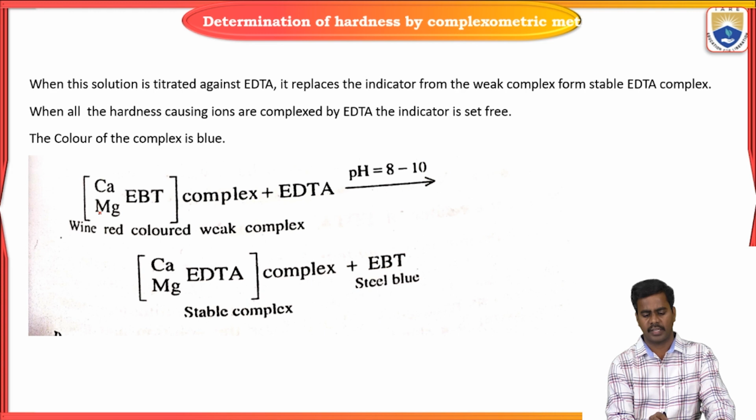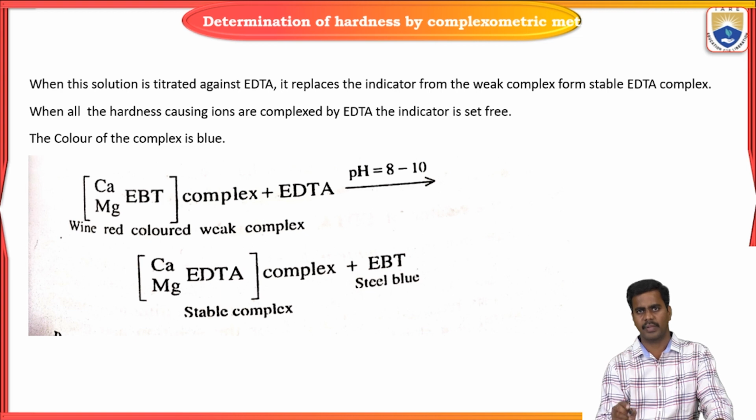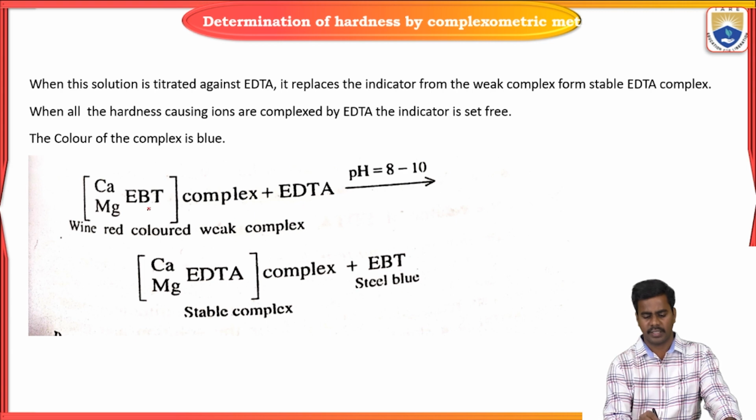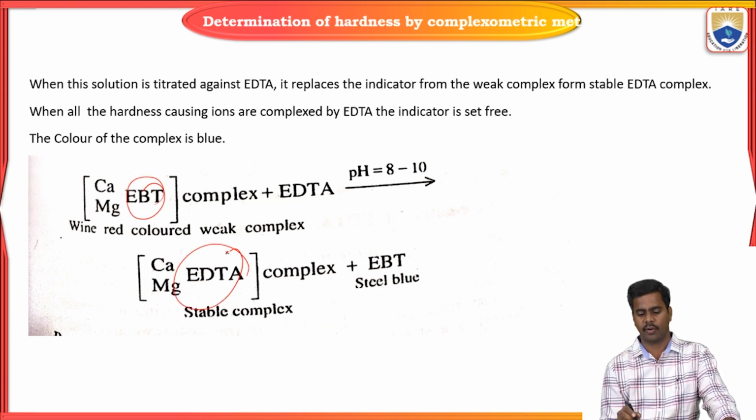To the calcium magnesium EBT complex, which is present in red color, add EDTA at pH range 8 to 10. That is a basic buffer. To maintain the basic pH of 8 to 10, we have to add ammonium hydroxide buffer. So EDTA can replace the EBT present in the complex. This is a stable and strong complex.